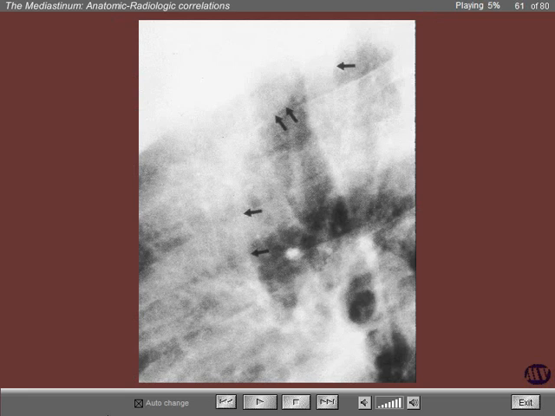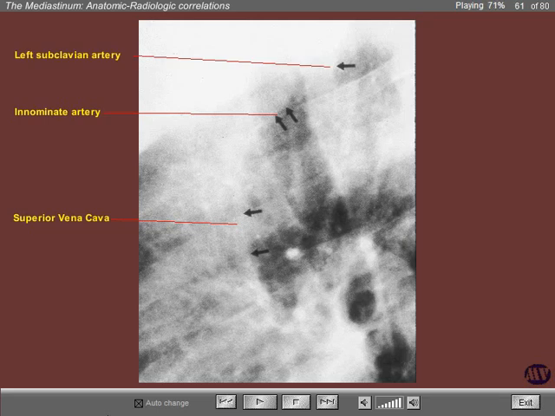Here we see three vascular structures. The lower arrow corresponds to the superior vena cava. The middle arrows, which are two, show the shadow of the posterior wall of the innominate artery. And the horizontal superior arrow shows the origin of the left subclavian artery. So again, we see the superior vena cava inferiorly, the innominate artery above it, and then the left subclavian artery is the last structure seen in the thoracic inlet.